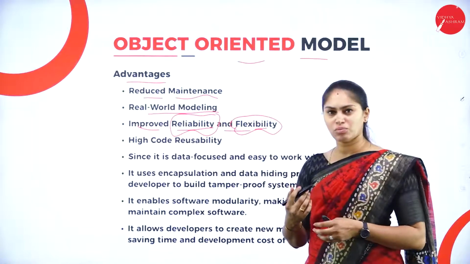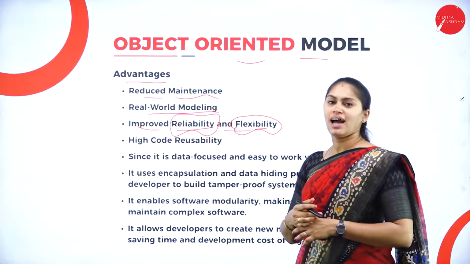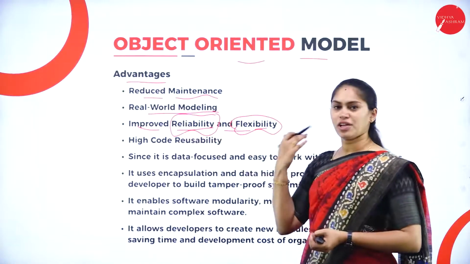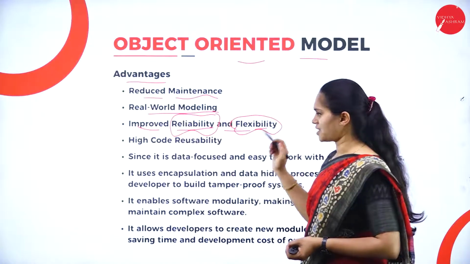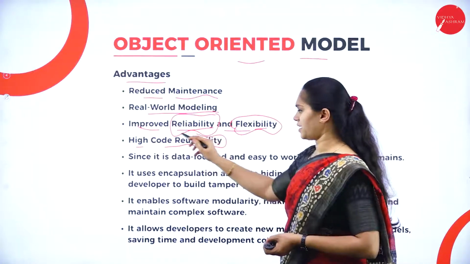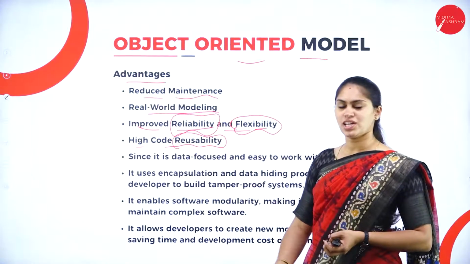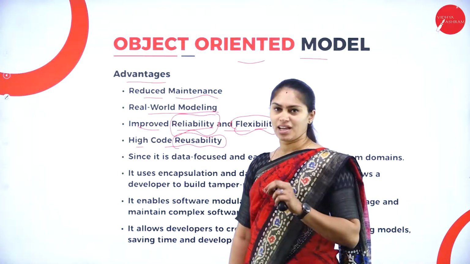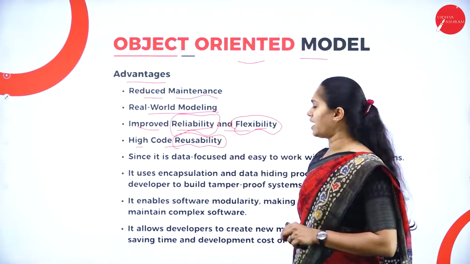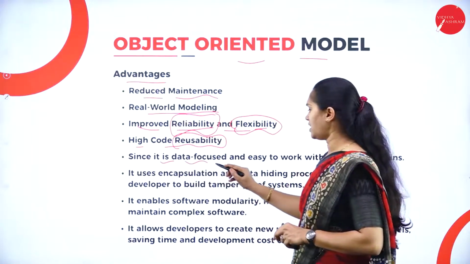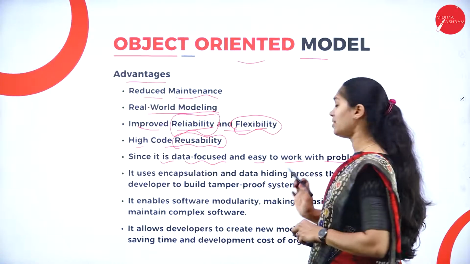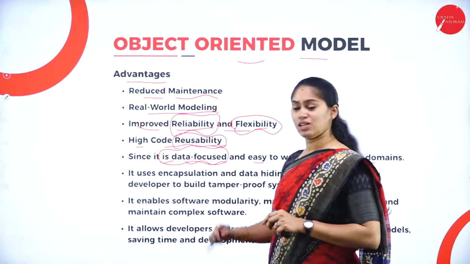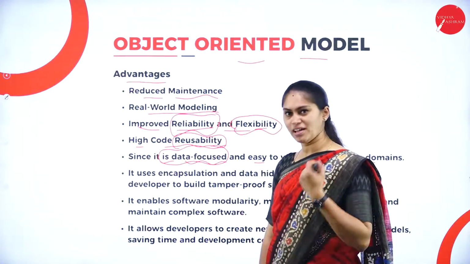And it is flexible. If I want to add one more object to the existing class, I can add it. If I want to remove one, we can also do that. That is how it improves reliability as well as flexibility, and gives high code reusability. One object's code can be used in another project. Reusability of object oriented programming is very high. That is also one of the advantages. And it is data focused and easy to work with problem domains. If we get to know what data focus is all about, then it will be easy to develop software.